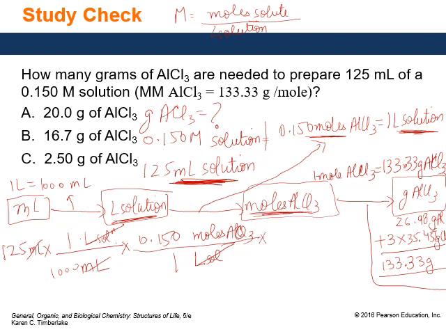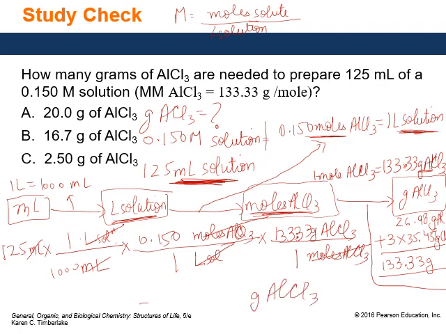Now I'm right here, so I need to go from moles to grams. So to cancel the moles, I divide by moles and multiply by the other side of conversion factor, which is grams of AlCl3. How many mole? 1 mole. How many grams? 133.33 grams. Moles and moles got cancelled. My final answer unit you can see is grams of AlCl3.